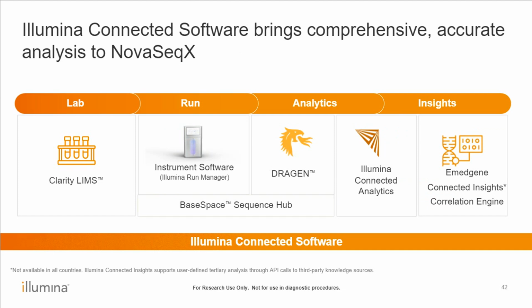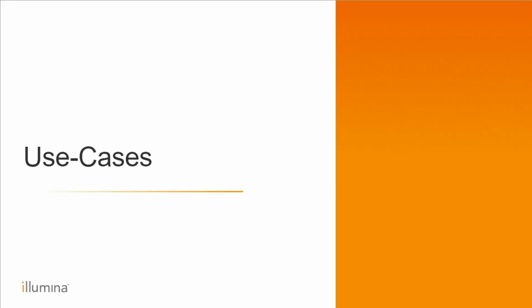NovaSeq X series also fully integrates with Illumina connected software from lab management, run planning, and run management to data analysis and data interpretation, enabling you to run sequencing your way. The NovaSeq X series software ecosystem tech note that we mentioned earlier covers this in detail. We have discussed the key features of Dragon onboard NovaSeq X series. Now, let's look at a few scenarios and see how your organization may benefit from onboard Dragon.